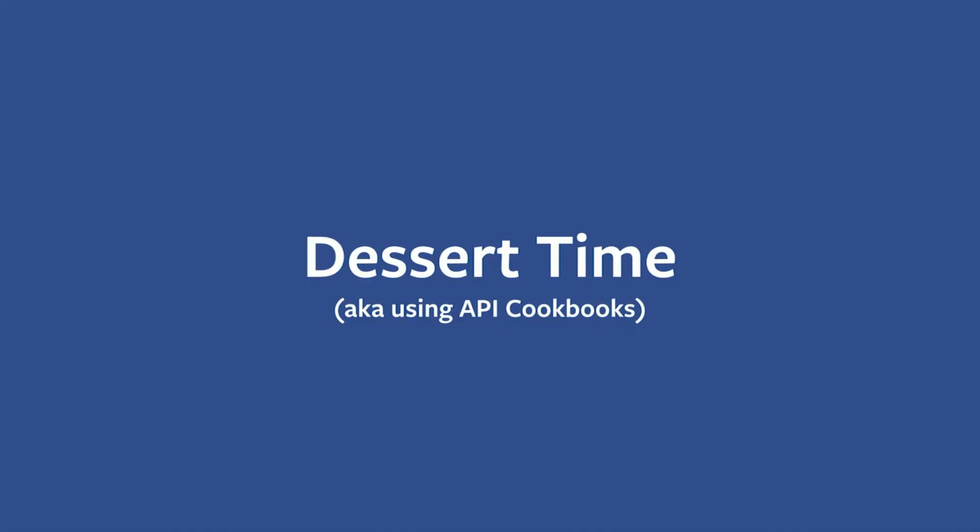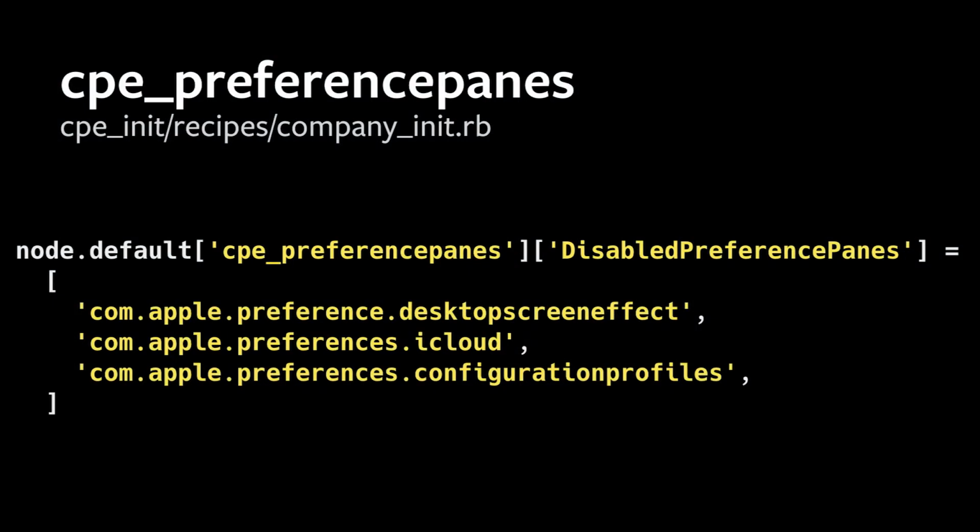So let's look at a couple more API cookbooks. We can get to the dessert here while we're food themed. CP preference panes is used to disable preference panes in the system preferences. So let's say we want to disable a couple, and that makes them grayed out and inaccessible. So we'll feed it a list of which ones we don't want people to get to.